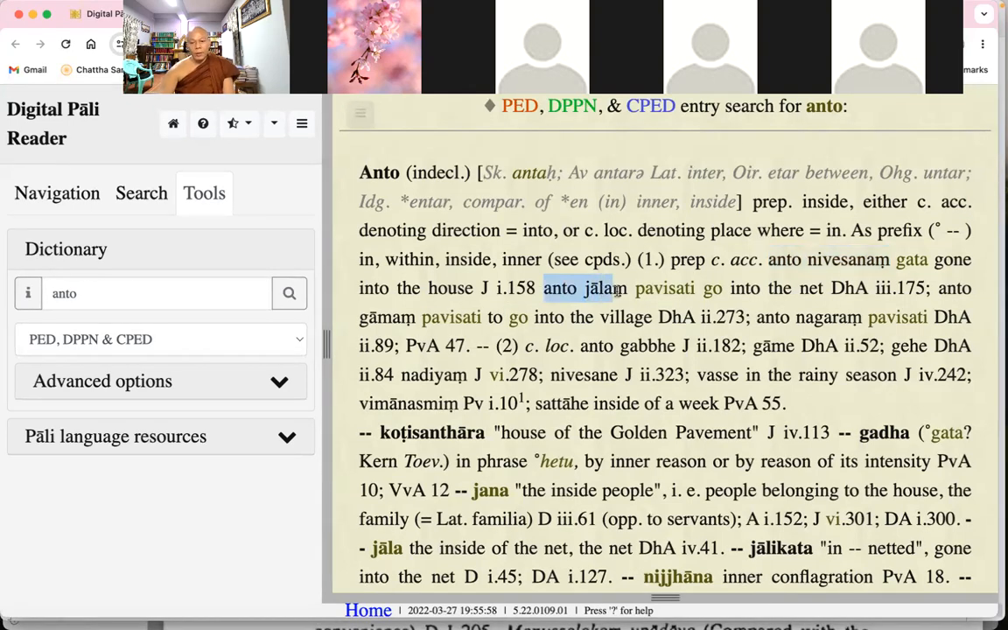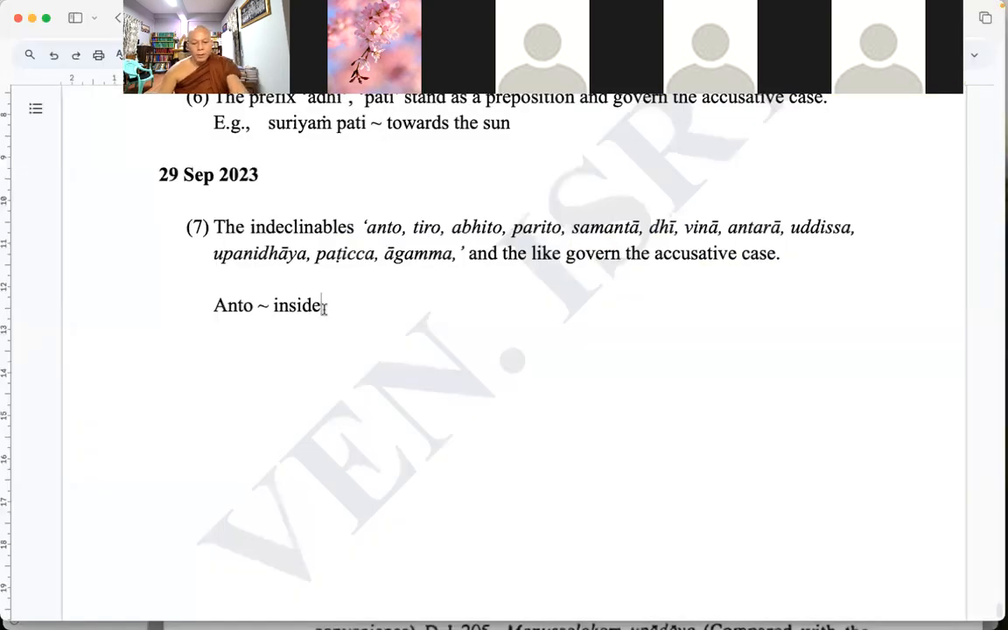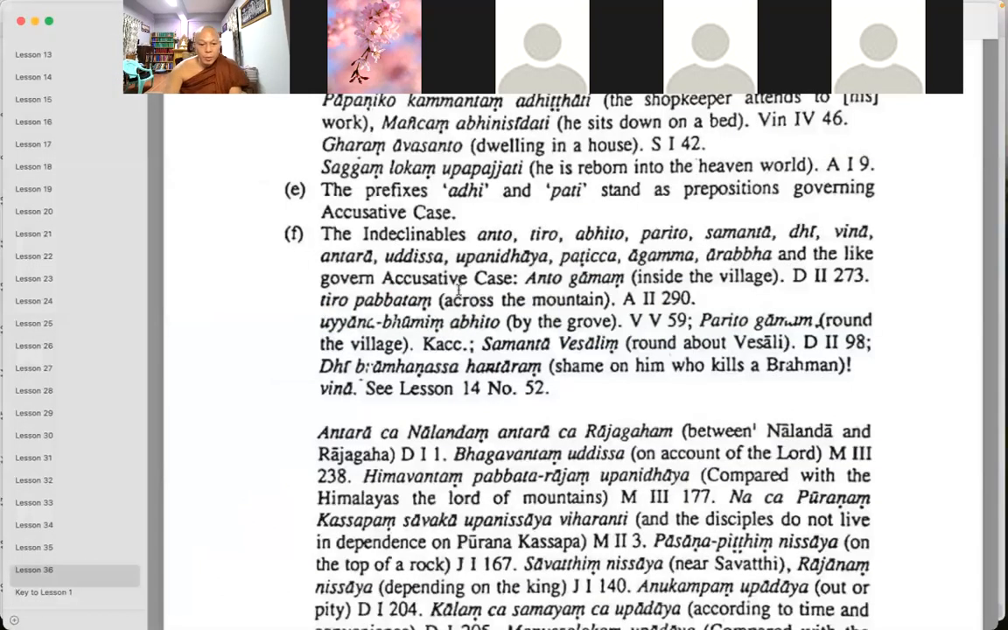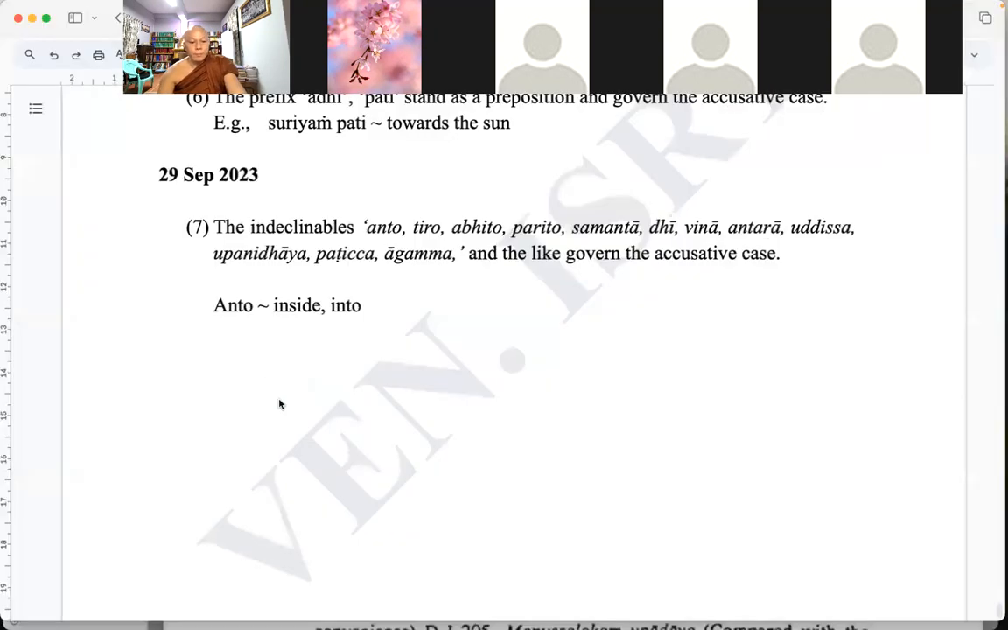In this way also anto jālaṃ pavisati. Jāla means net. So into the net. So even though it is inside, based on the context, into is also sensed. So inside, or maybe into, as a preposition. Now in Pali, what is an example? Here anto gāmaṃ, inside the village. So you see, using together with anto, the companion or related word is in the accusative case, but not as an object. So inside the village.